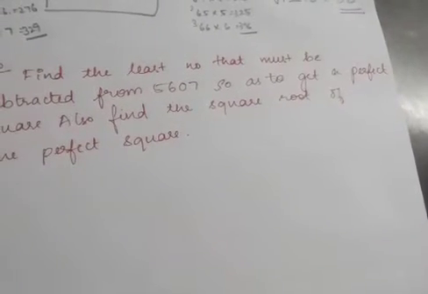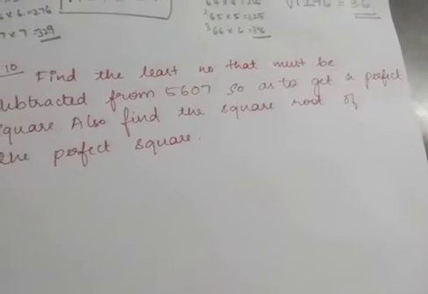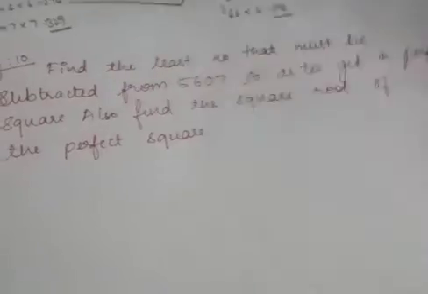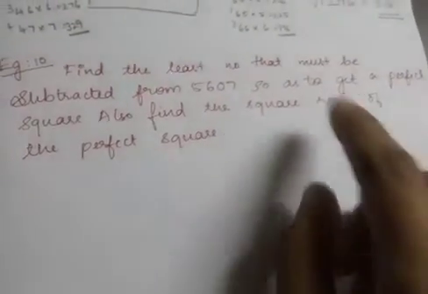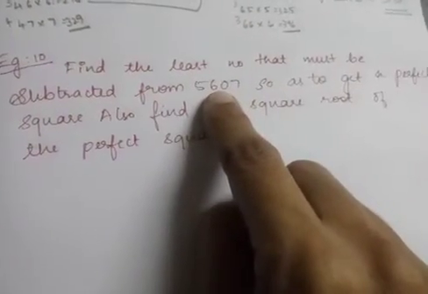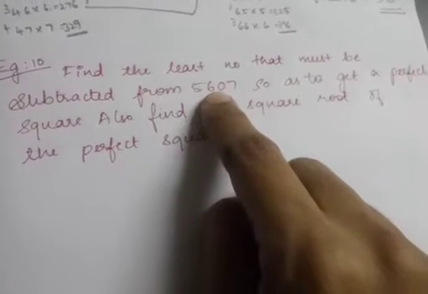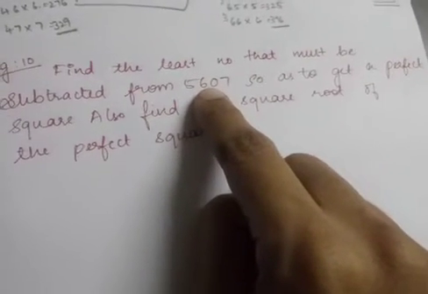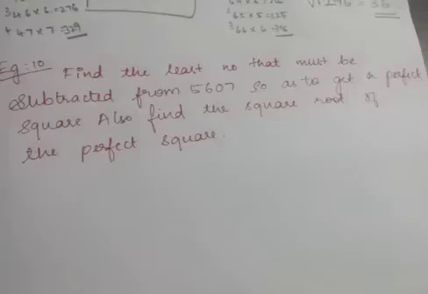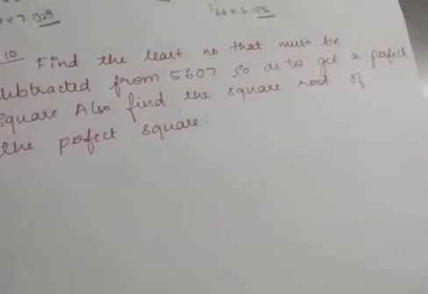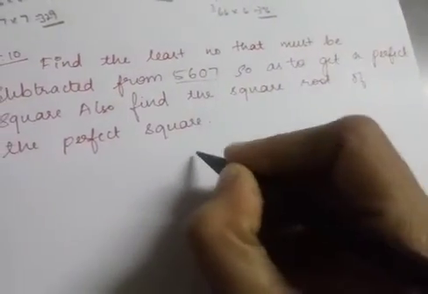Okay, now what should we do? We should find the perfect square number and its square root. But you should subtract something from this, only then will you get a perfect square. Then you should find the square root of that number. So listen, we can try the square root method for this question. Okay, what am I doing now?